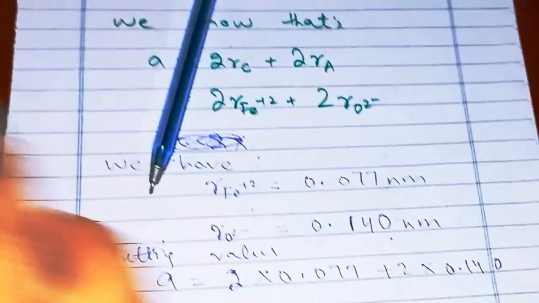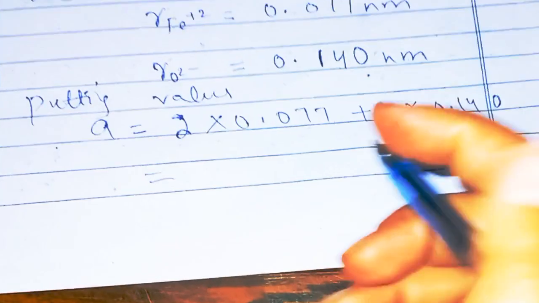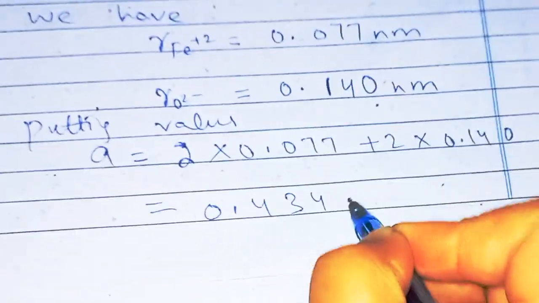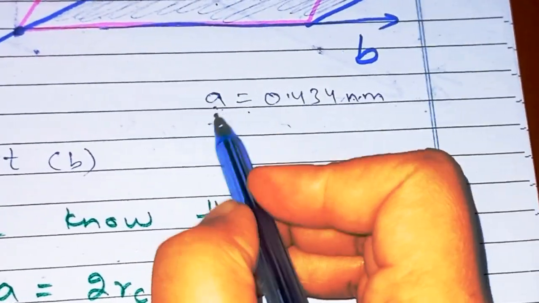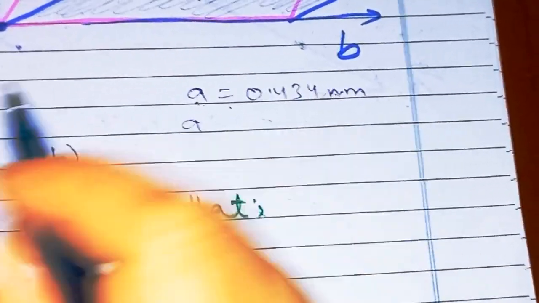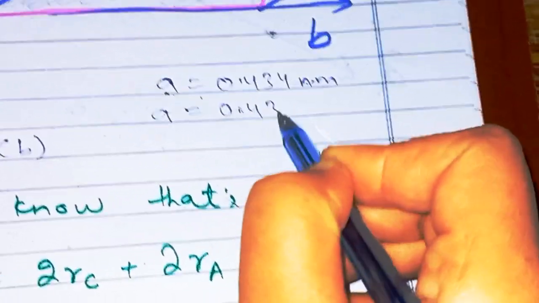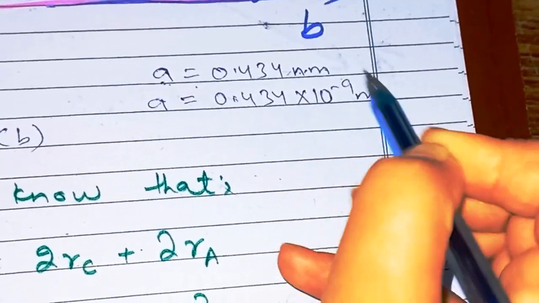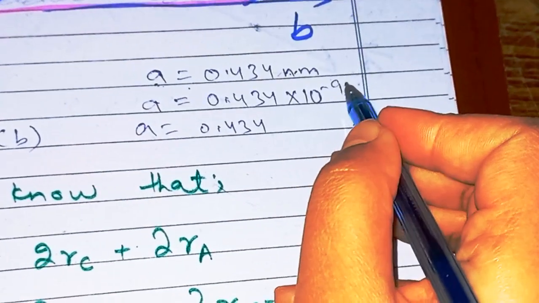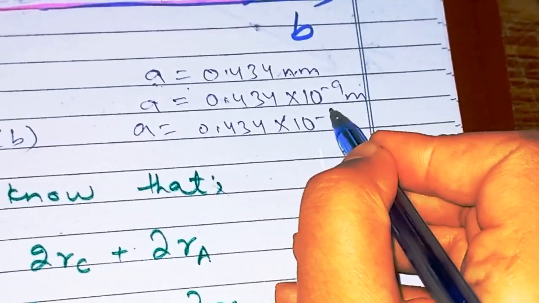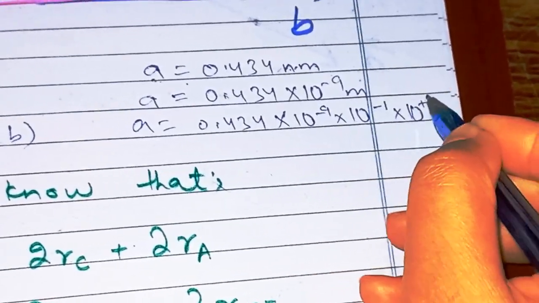Let's see what it equals to. We got 0.434. It's 0.434 in nanometers. We can convert it into angstrom so that we can have a good comparison, and we can convert it like that. We can write 10 to the power minus 9 meter. Now angstrom is 10 to the power minus 10, so we can do that by multiplying by 10 to the power minus 1 and also multiplying by 10 to the power plus 1.